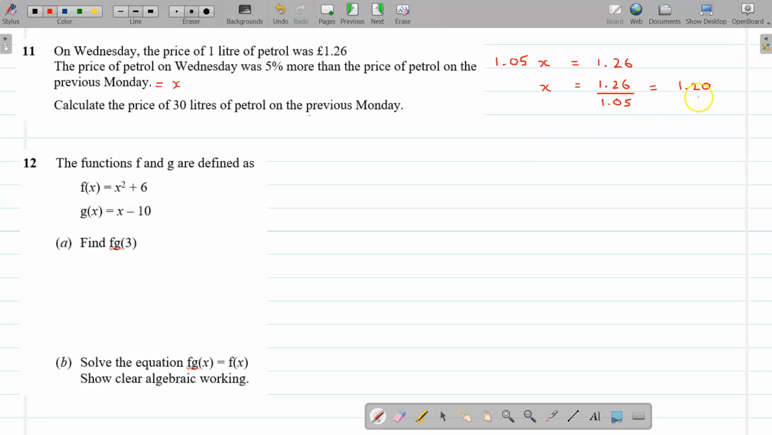So basically 1 litre of petrol costs £1.20, but we bought 30 of them, so 30 times £1.20, there's our working out, will give us the total cost of petrol for that filling up, which is £36.